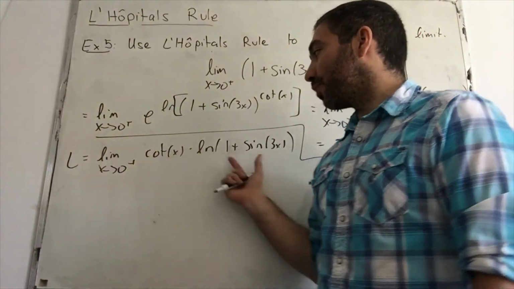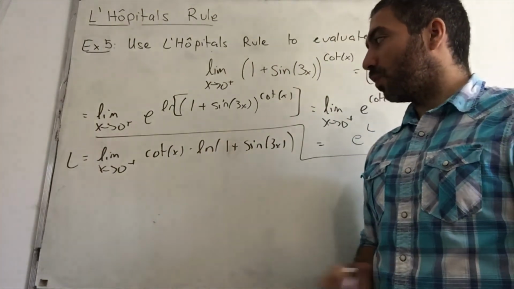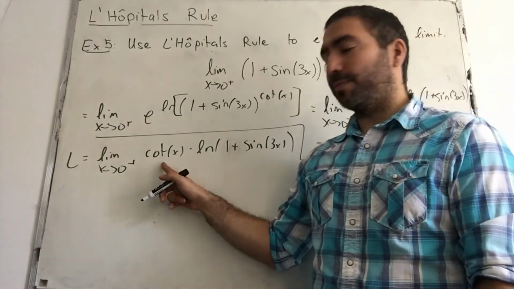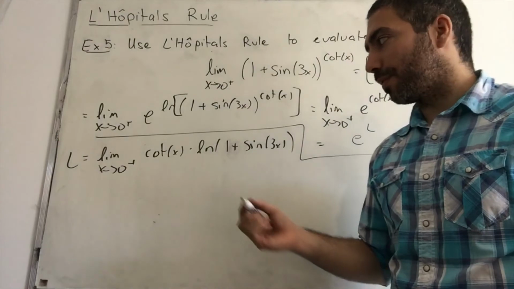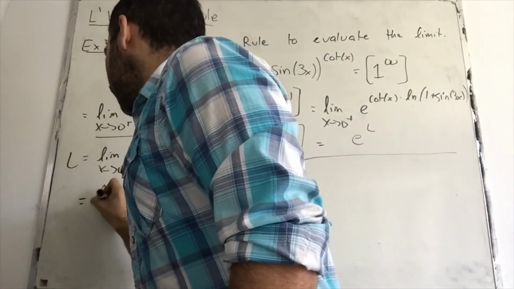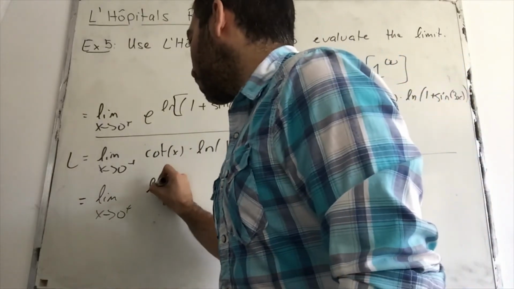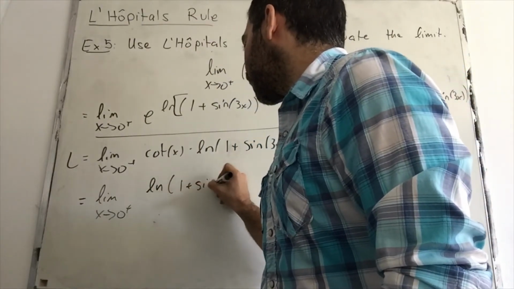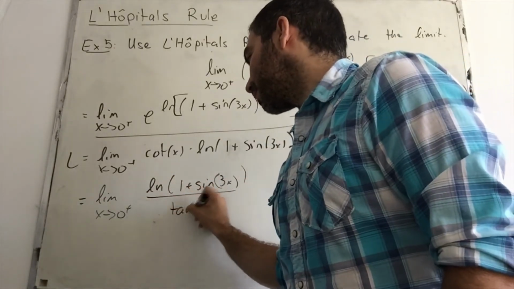That means we have to flip one of the functions. Which one do we flip? Well, again, we have ln on top. I'm going to keep it on top. I'm going to flip the cotangent. Why? Because when I bring the cotangent down, it becomes tangent, and that's easy to derive. So let's go ahead and do that. We have limit as x goes to 0 from the positive side. On the top, ln of 1 plus sine of 3x over tan of x.